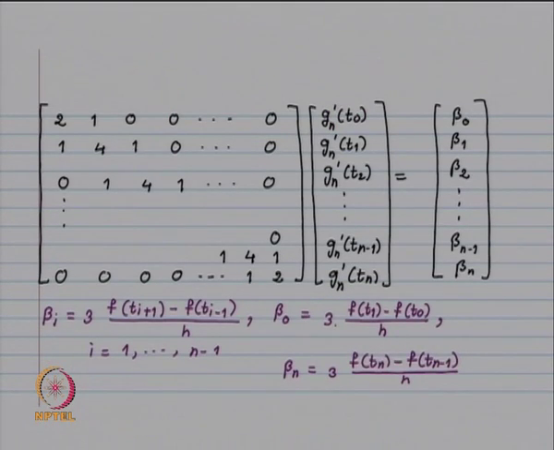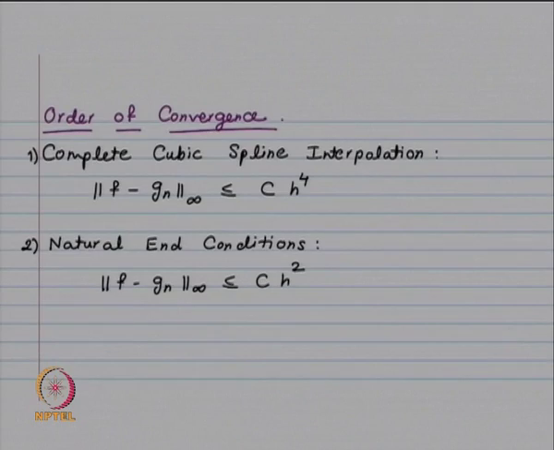So, here is the coefficient matrix. It is a tridiagonal matrix with diagonal entries to be 2 in the first and last row and all other diagonal entries to be equal to 4, subdiagonal and superdiagonal entries are equal to 1, n plus 1 equations in n plus 1 unknowns. So, one solves those, gets g n dash at t i's, g n at t i they are equal to f at t i, and that will completely determine the piecewise cubic polynomial which is C 2.